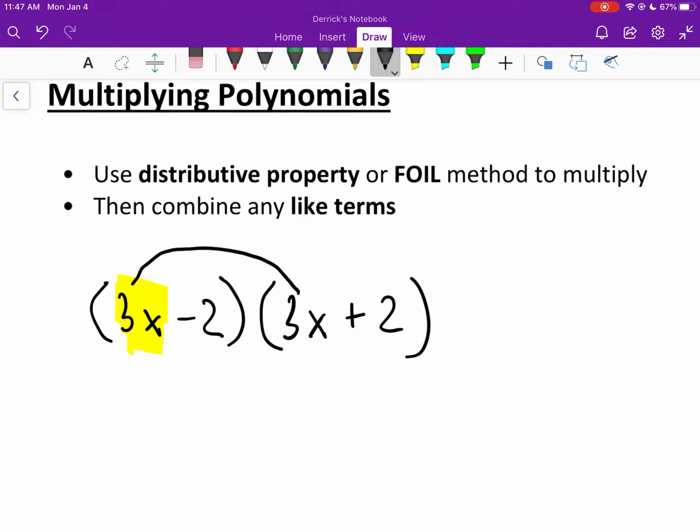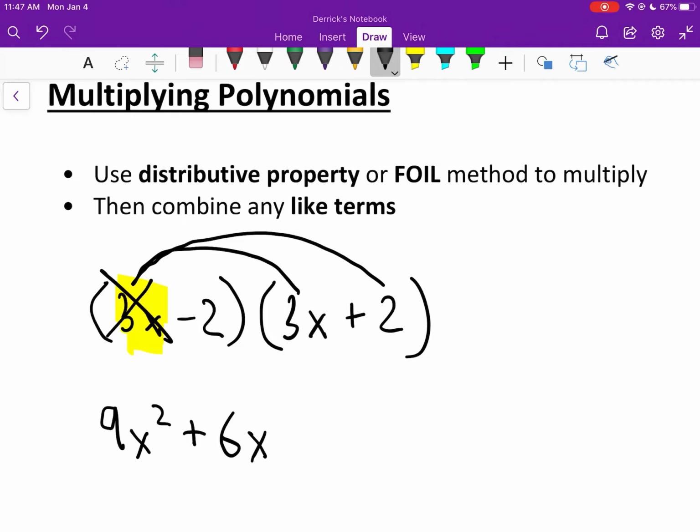3x times 3x. Well, 3 times 3 is 9. x times x would be x squared. So we have 9x squared. Then I would take the 3x and distribute it to 2. 3x times 2, 3 times 2 is 6. The x basically is just along for the ride because we don't have another x to multiply it to. Now that I've distributed that 3x, I'm done with that. I can pretty much ignore it for the rest of this problem.